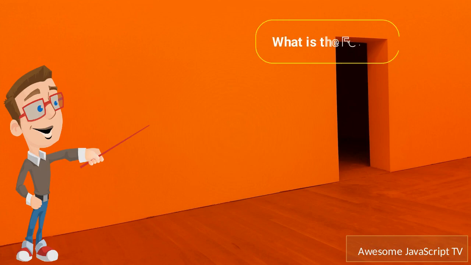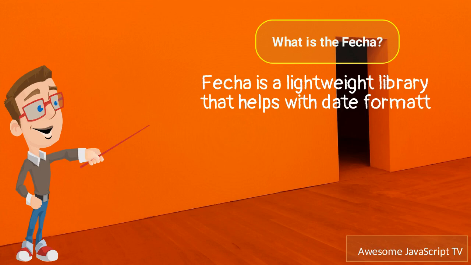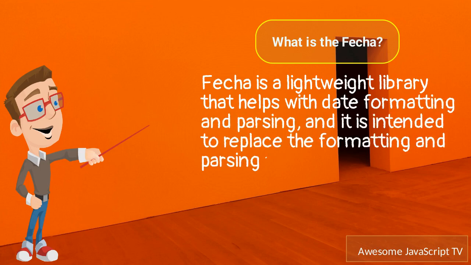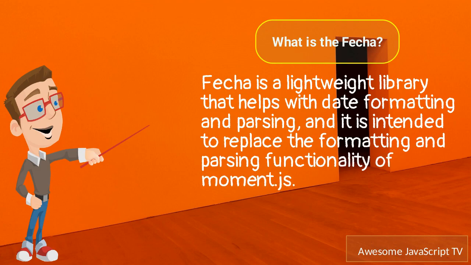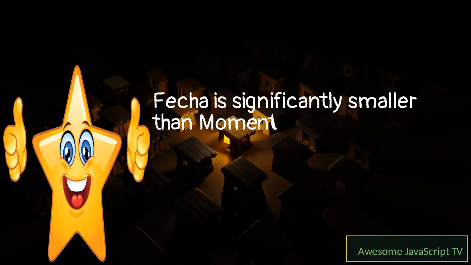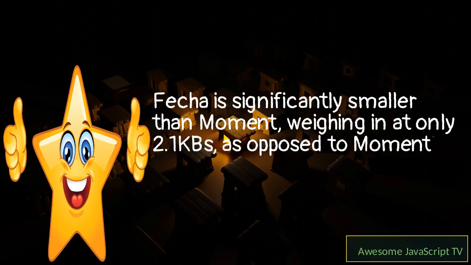What is Fecha? Fecha is a lightweight library that helps with date formatting and parsing, and it is intended to replace the formatting and parsing functionality of moment.js. Fecha is significantly smaller than Moment, weighing in at only 2.1 kbs, as opposed to Moment's 13.1 kbs.